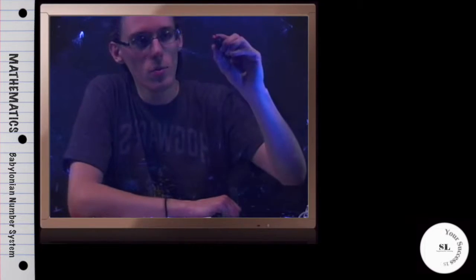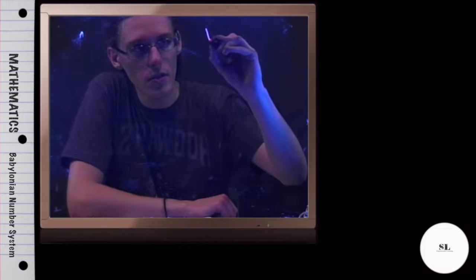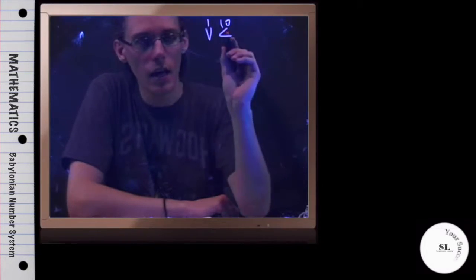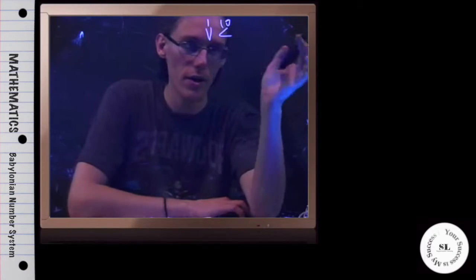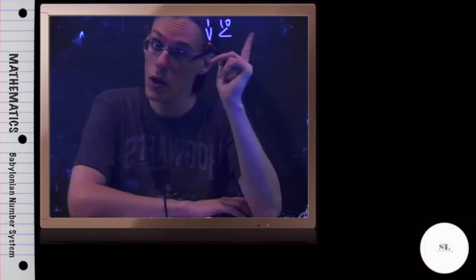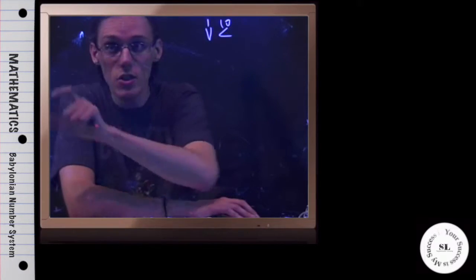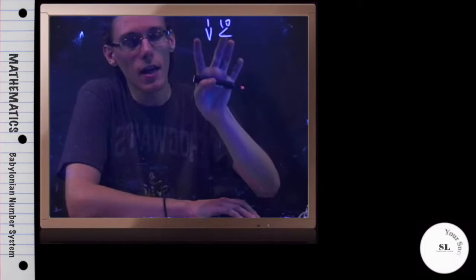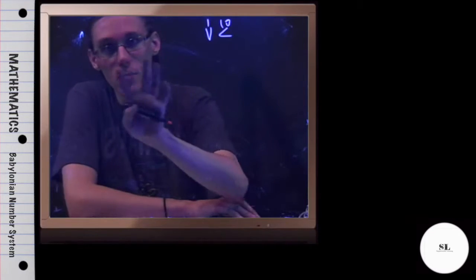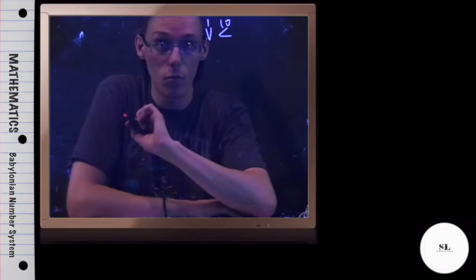Okay, so the Babylonians only had two symbols. They had the down wedge, which was 1, and the left wedge, which is 10. And so you might go, ooh, and maybe a right wedge for 100 or something. But no, this was it. And they put these in different positions. And so the base number is what they put in these positions.